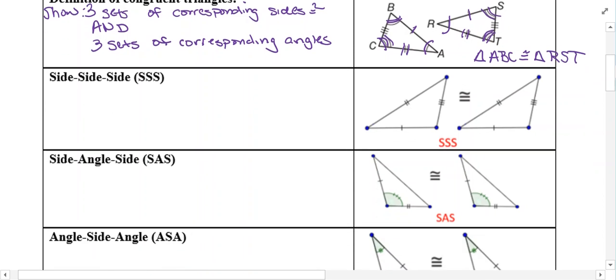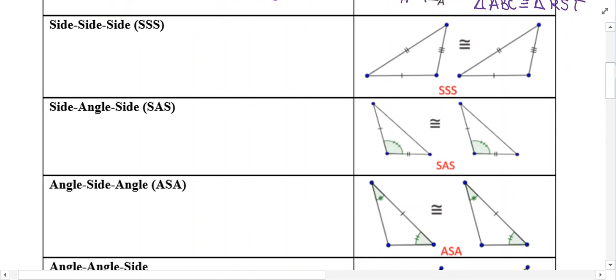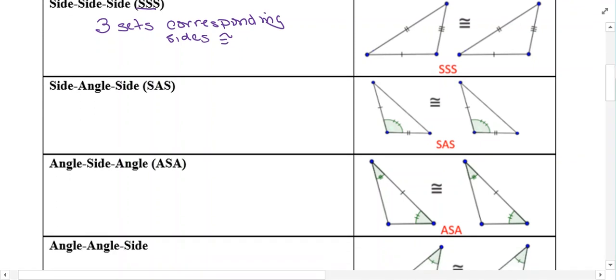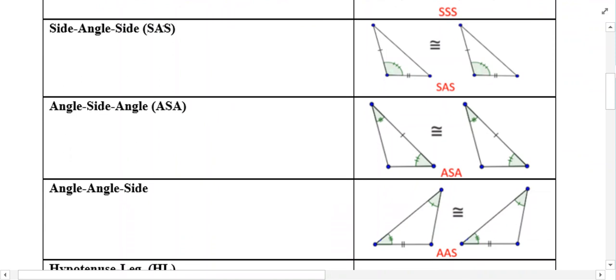What we're going to look at in this lesson are some shortcuts. The first one is side, side, side. Here, all we have to show is that the 3 sets of corresponding sides are congruent. If we can show that the 3 sets of corresponding sides are congruent, we can say that the 2 triangles are congruent. The next shortcut is side angle side.